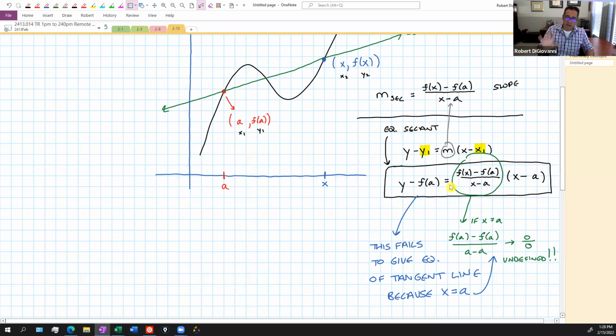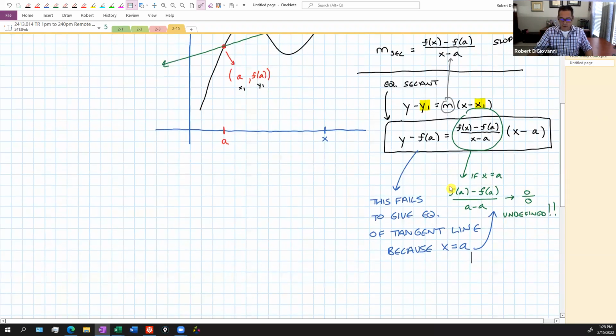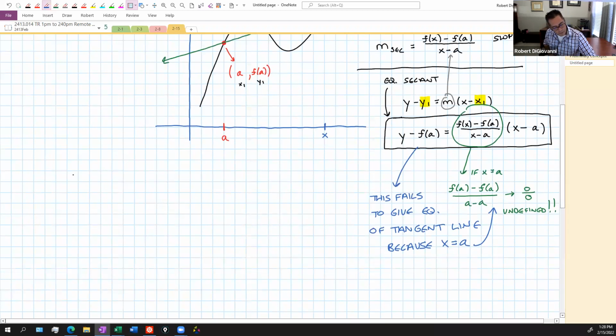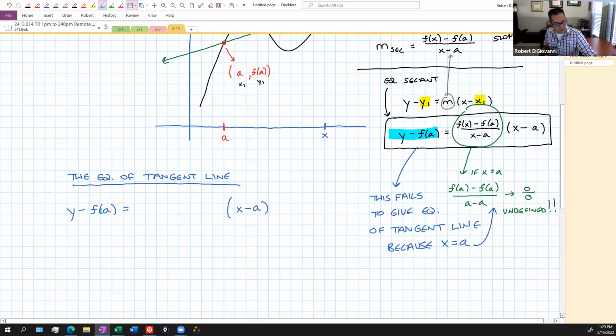So we just need to make one small little tweak to it. So here's the tweak. The equation of the tangent line will be this. It'll still be y minus f of a equals, now I'm going to leave a blank here, and then I still have x minus a. So what I'm telling you is this in blue is still the same. The only difference is this slope right here in front, we can't let x be a, so we're going to let x approach a.